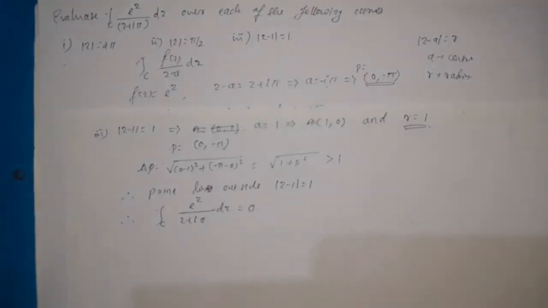So it is very easy to evaluate whenever the point lies outside the circle. If the point lies inside the circle, then only its value is equal to 2 pi I f of a. Otherwise it is directly 0. No need to evaluate the integral.